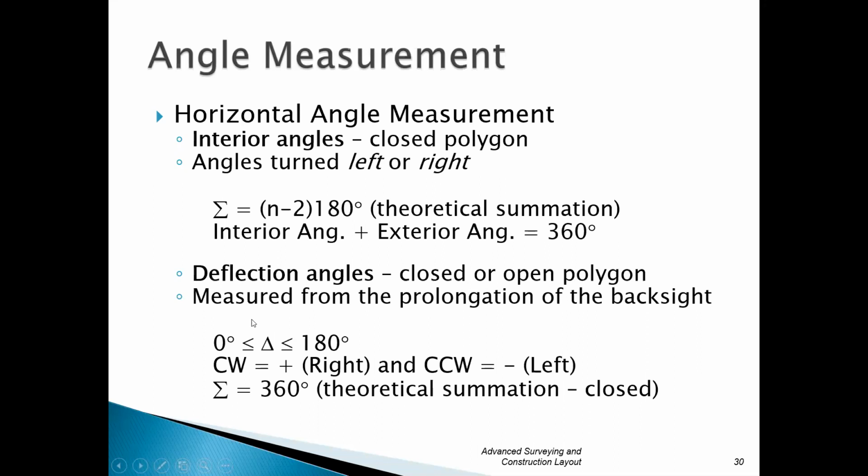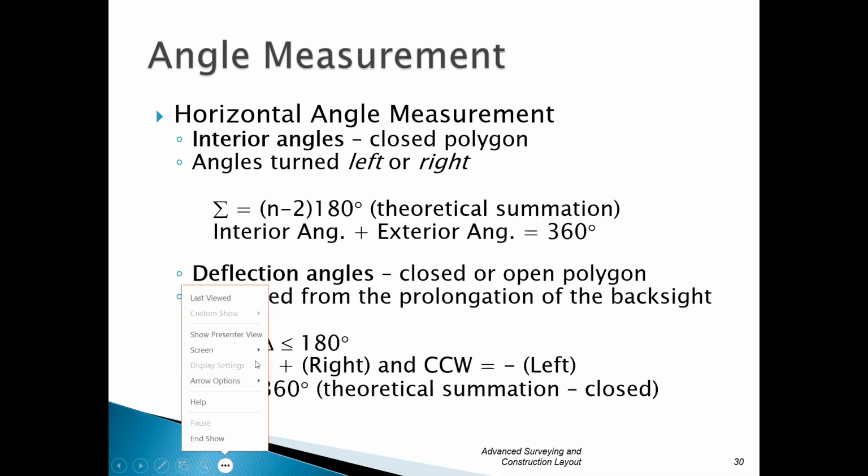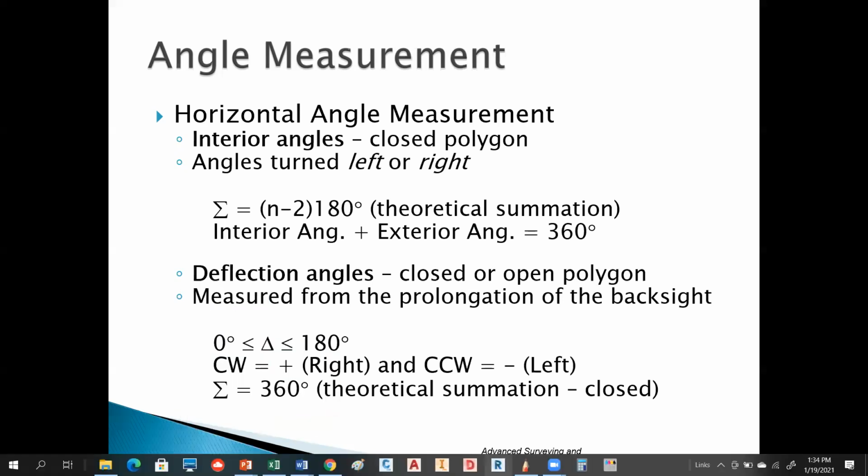but it's kind of weird because the definition of it is that you're measuring the angle from the prolongation of the backside. I'll show you what that means in a diagram, but keep in mind a couple of things. The angle is usually defined with the delta symbol. And the angle can only be between 0 and 180, but you can turn it left or right. So again, we'll draw a quick picture of the concept of deflection angles.